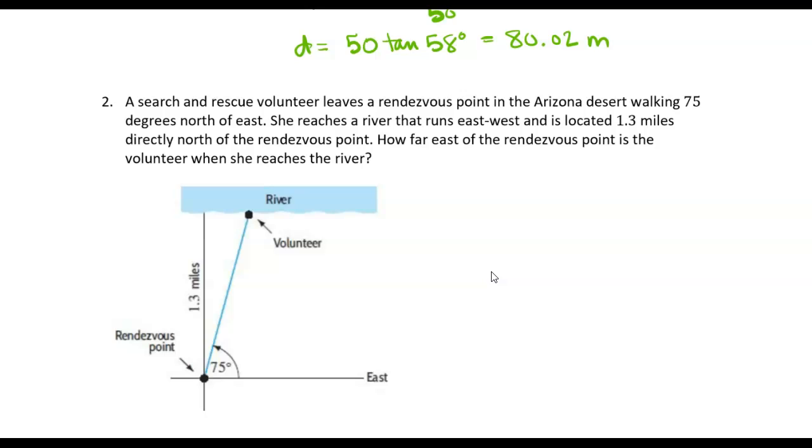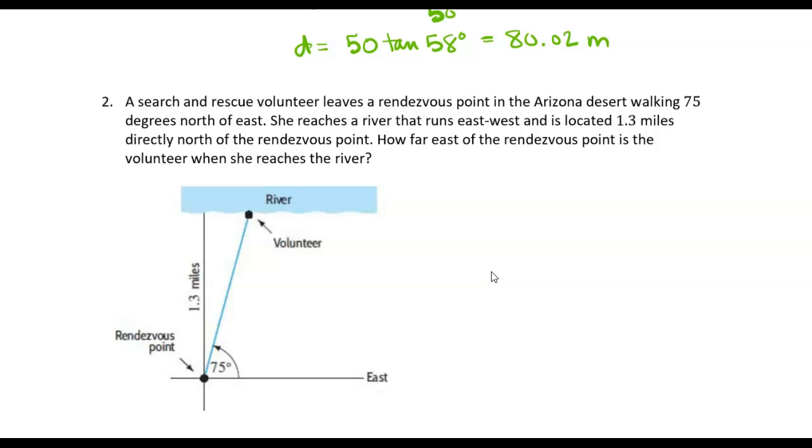All right, a search and rescue volunteer leaves a rendezvous point in the Arizona desert, walking 75 degrees northeast. She reaches a river that runs east-west and is located 1.3 miles directly north of the rendezvous point. How far east of the rendezvous point is the volunteer when she reaches the river? Okay.